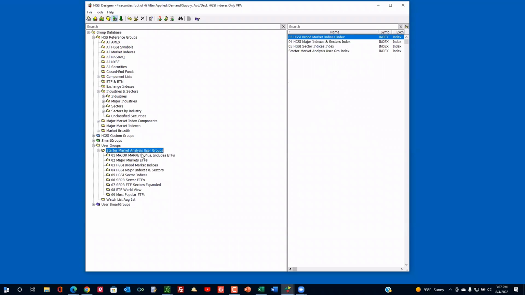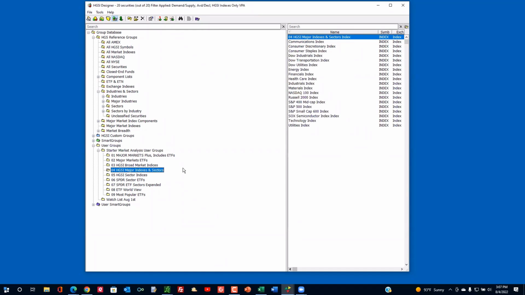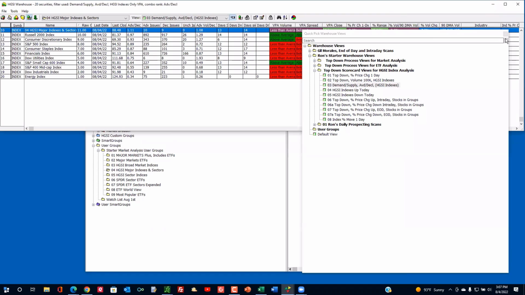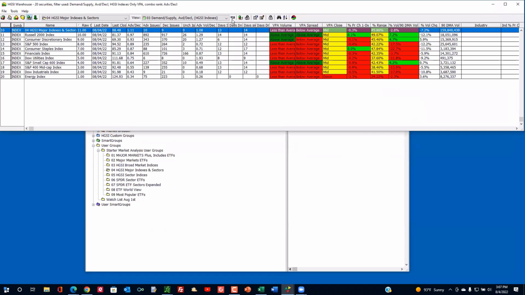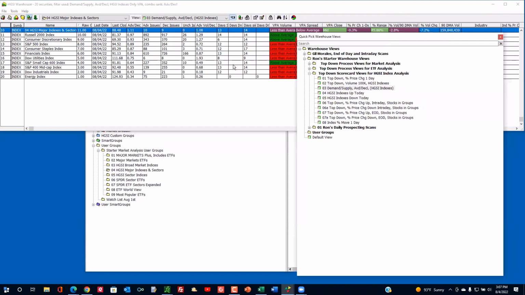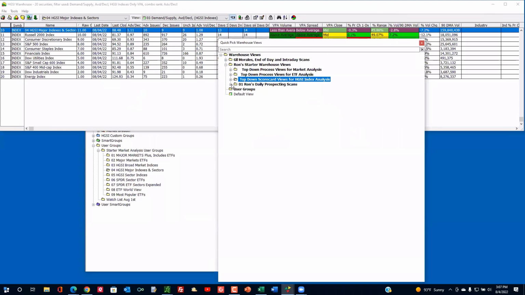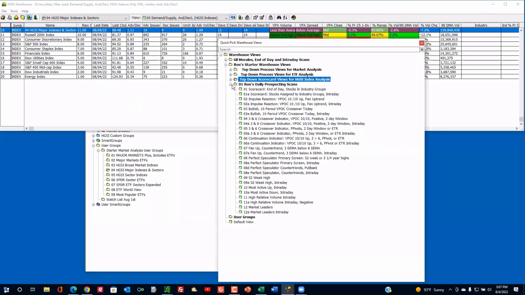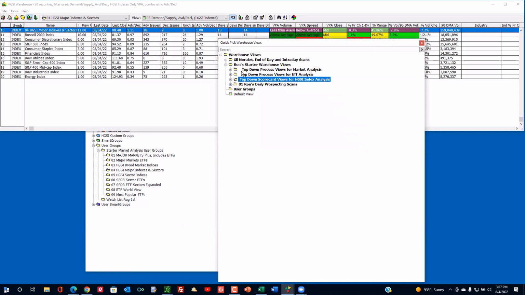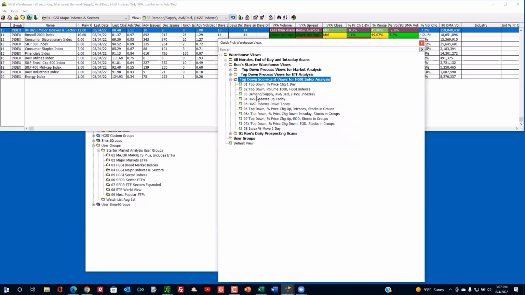This is my starter market analysis user group, which I installed on here. You don't have to do this, but I think it's a good idea. So I'm going to click on that. I'm going to click through to the warehouse view. And if you look here, these are some of Ron's daily prospecting scans. These are just the starter scans, but what I'm looking for here are the ones for HGSI analysis.